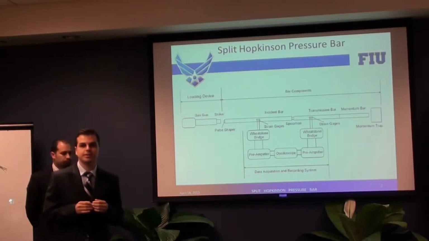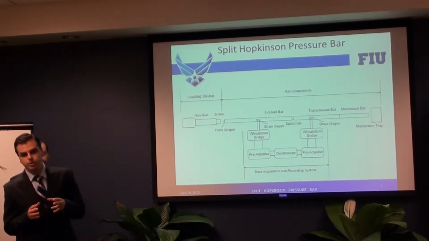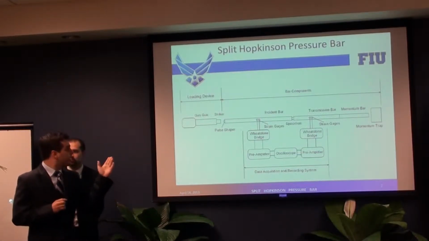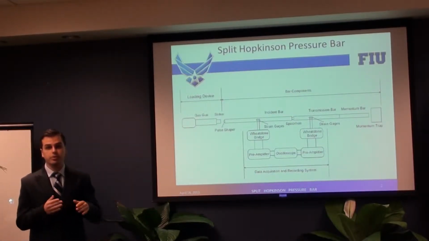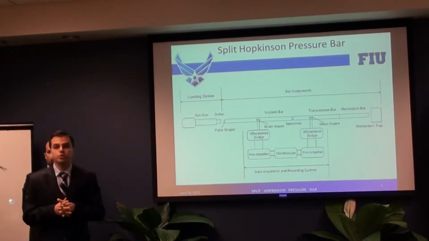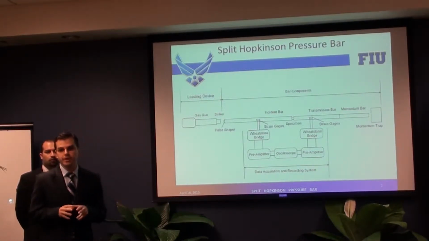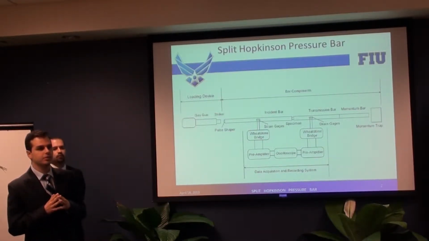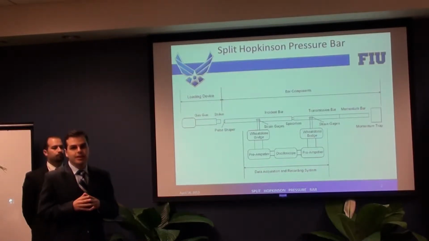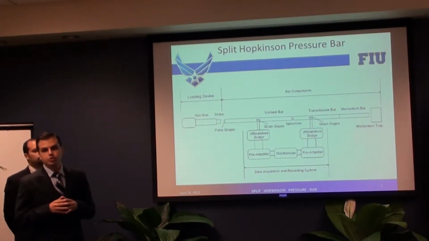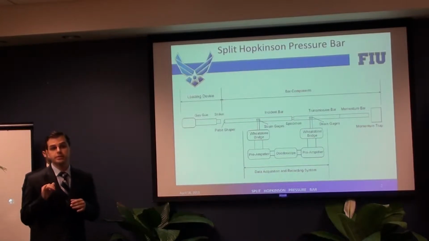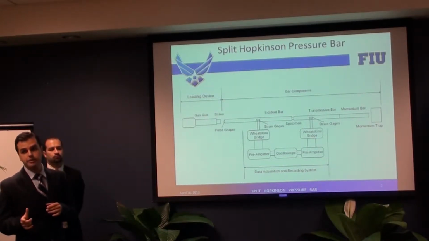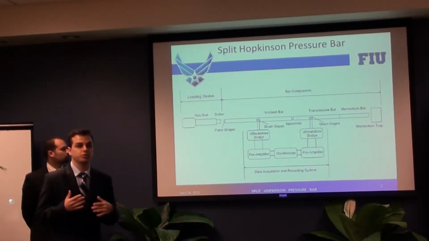Subsequently, our compressed gas gun sets our striker bar in motion, and upon impact of the striker bar with the incident bar, we produce a one-dimensional stress wave propagation through our system. The stress-determining system uses strain gauges to measure the amplitude and the stress pulse length of that one-dimensional stress wave.